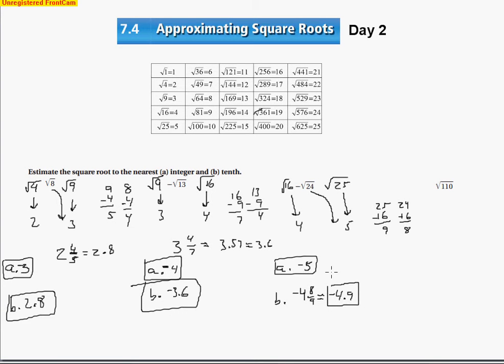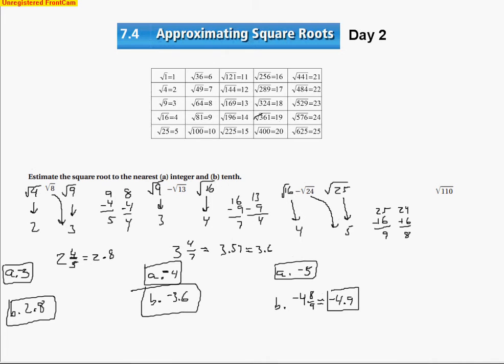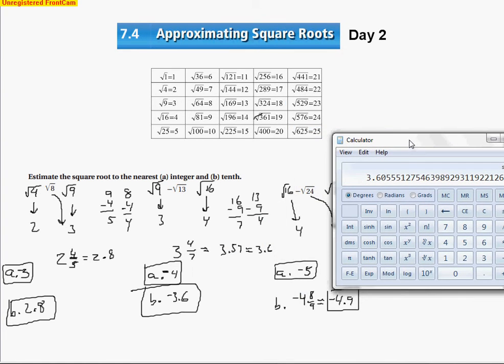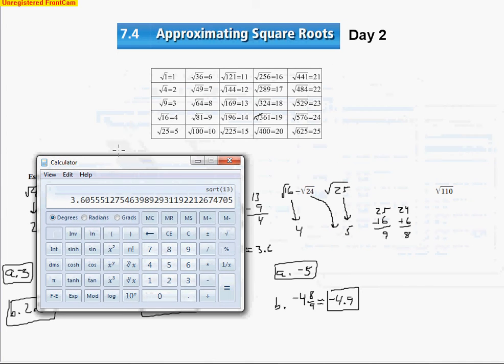Let's see how close we are. So let's pull up the calculator, and we'll enter the square root of 24. We'll just do 24 radical sign, and there it is, 4.89. So you can see how close it is to negative 4.9. So again, the negative sign just because we have the opposite sign right here.